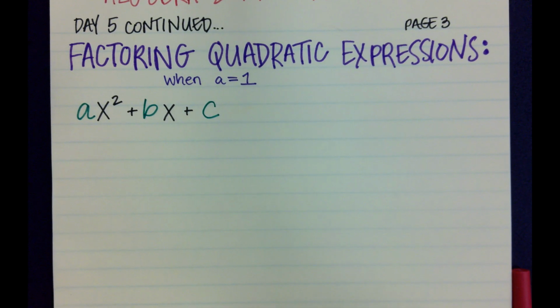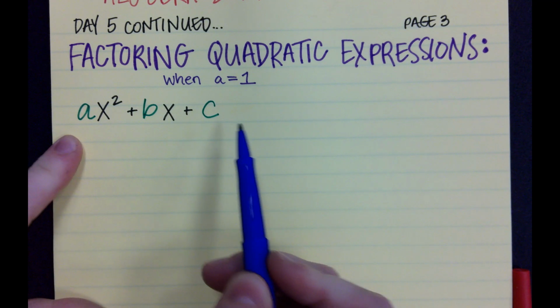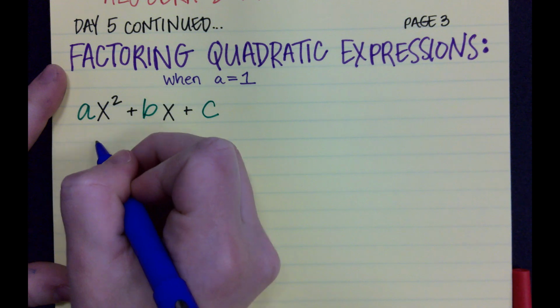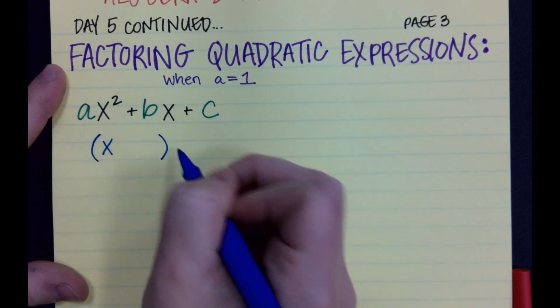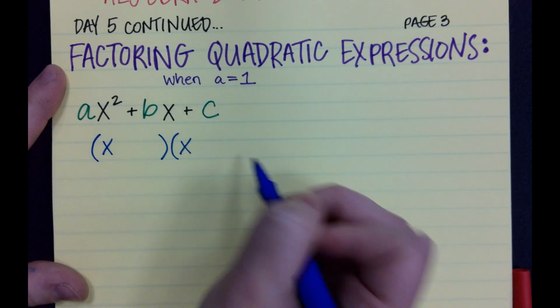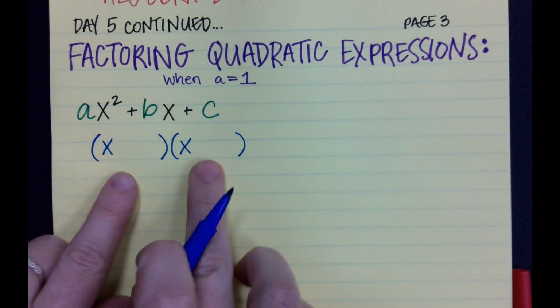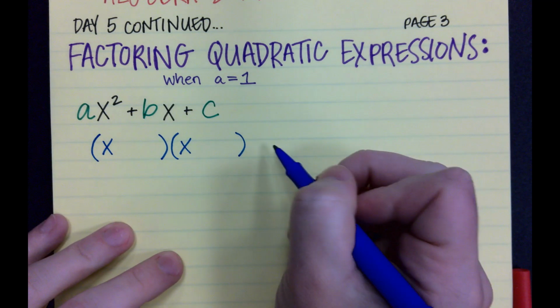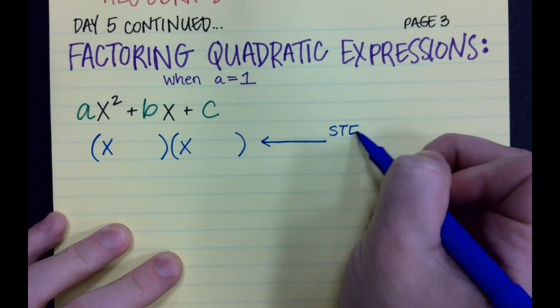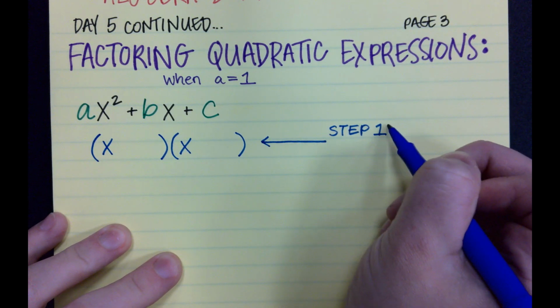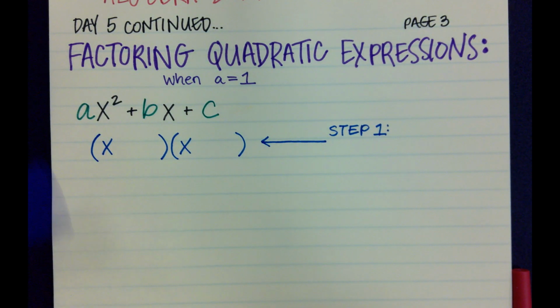So if you notice, whenever we are multiplying our binomials, we always get an answer that looks like this. So we know that the factors have to be x plus or minus something times x plus or minus something. That's going to be what we're filling in. So step 1 is to draw empty parentheses.